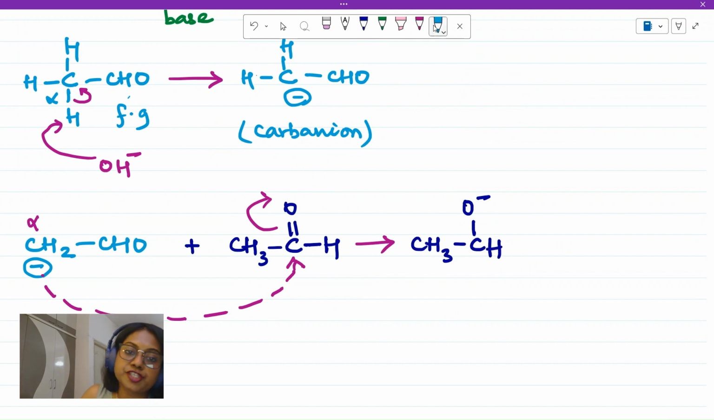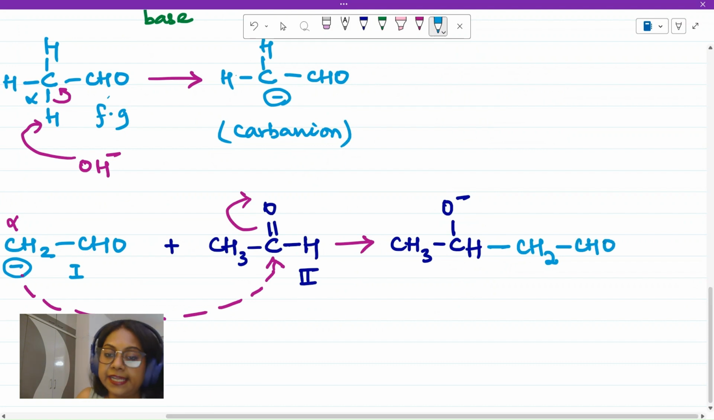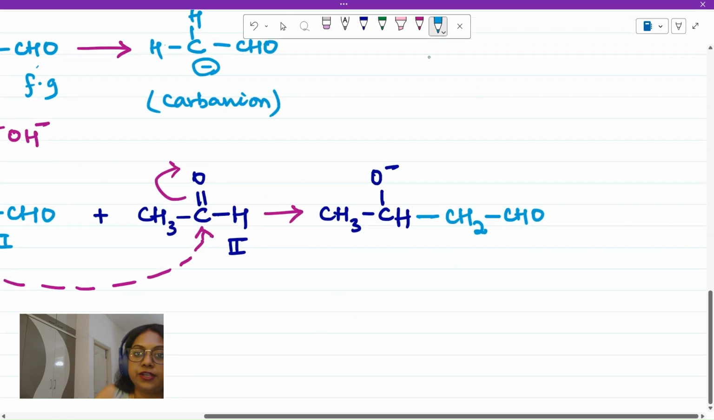And at what position is this attached? It is attached to the alpha carbon of the other CH2 position of this molecule, right? We can call it molecule 1 and we can call this molecule 2. Get the point? And that CH2 is attached to a CHO aldehyde group. This is what we initially get in step 3, this particular molecule, right? I'll continue from here. I'll not make another new step.